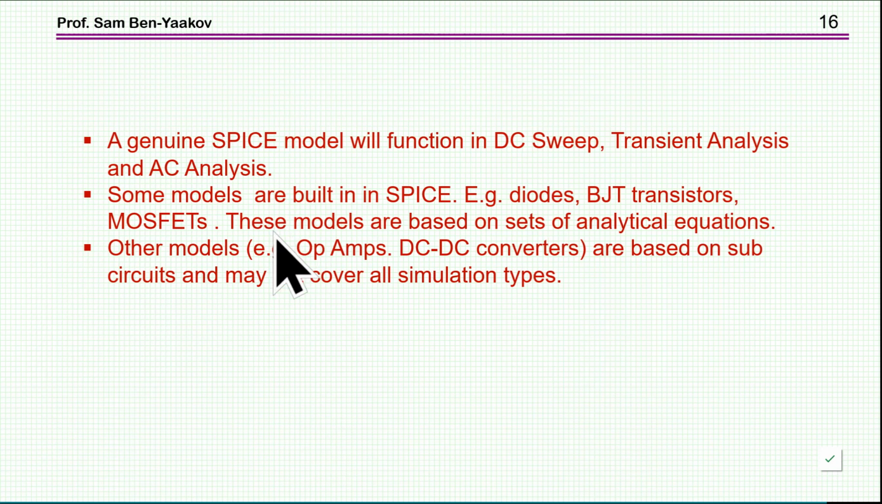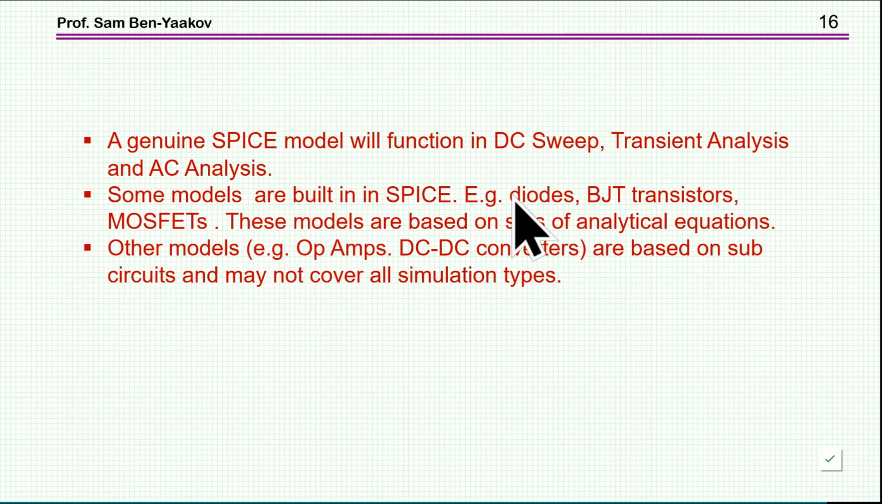Now, some models are already built in. For example, diodes, BJT transistors, MOSFETs, and others are already built in SPICE. In fact, they were built in Berkeley SPICE, 1973, 74. And the difference between different diodes and BJT transistors is just in the parameters. It's not in the model. The model is the same. MOSFETs have a number of models, but BJT is the same, and also for the diode.